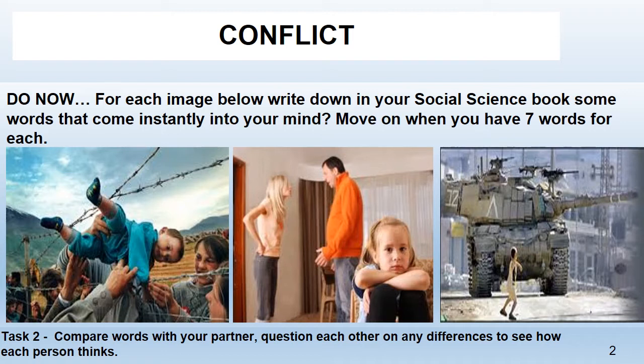Right, so conflict, our first task. For each image below, write down in your social science book some words that come instantly into your mind. Move on when you have 7 words for each one. So we've got 3 different images there. First task, you need to pause the video so that you can write down 7 words for each one.